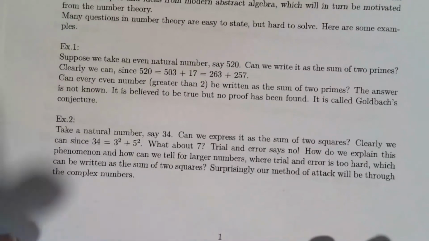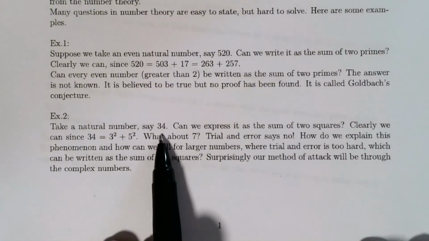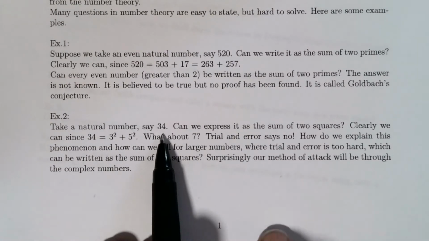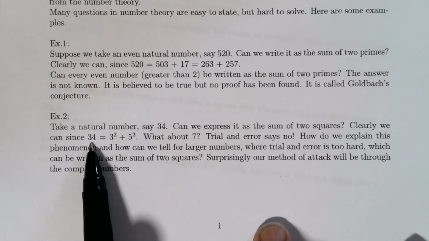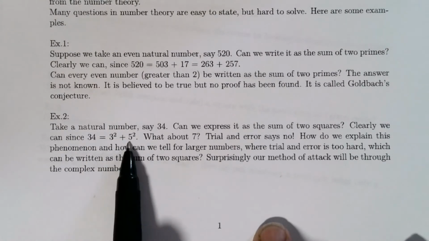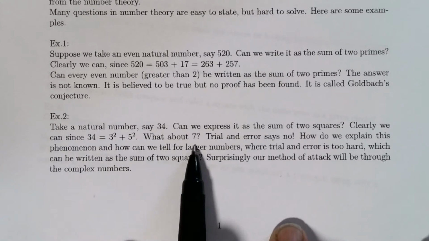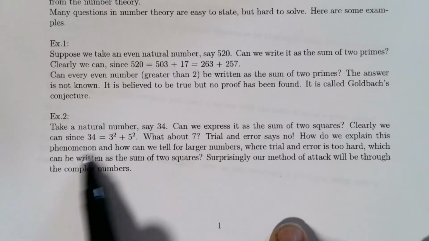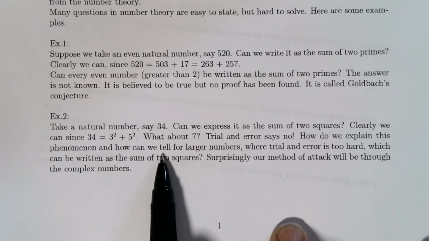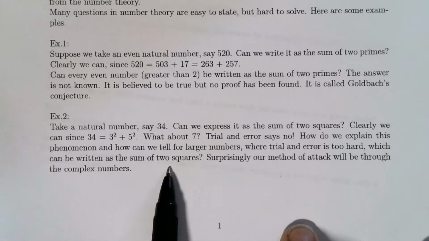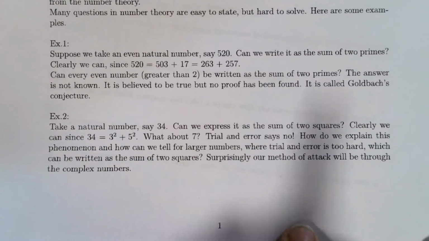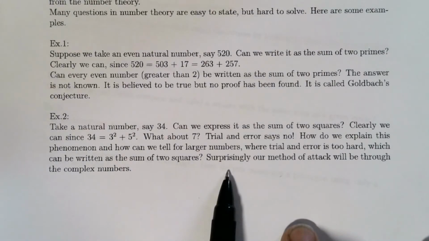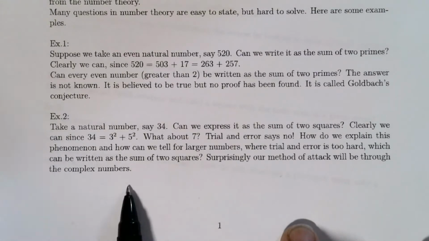As a second example, take another natural number, say 34. Can we write it as the sum of two squares? Well, we can, because here it is. 34 is 9 plus 25, and that's 3 squared plus 5 squared. Well, if you try doing the same for 7, you run into grief. Trial and error tells you can't write 7 as the sum of two squares. How do we explain this? How do we tell for larger numbers? If I give you some large number, how do you tell, where you can't use trial and error? It takes too long. How do you tell when such a number can be written as the sum of two squares? Now, surprisingly, our method of attack on this is going to be through the complex numbers, and we will have a look at this problem later on.